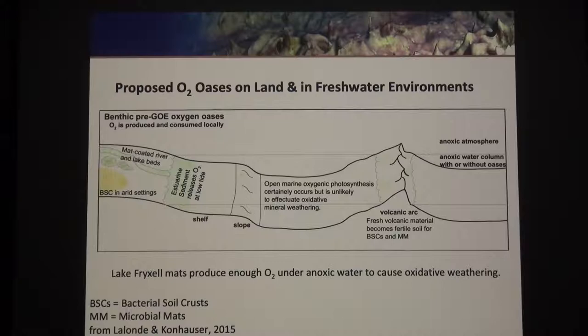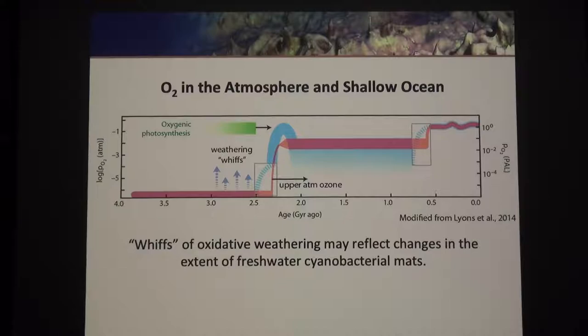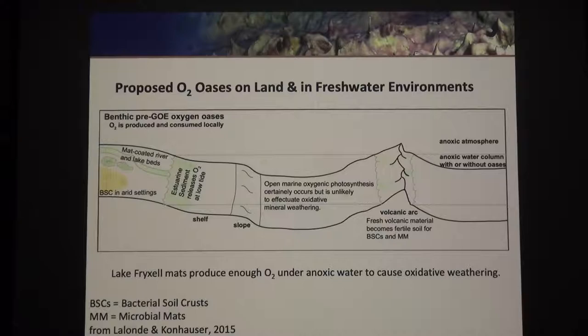One of the key things about the lower part of Lake Fryxell being anoxic is the low photosynthetic rate. Where you have higher photosynthetic rates, you produce enough oxygen that you don't maintain an anoxic water column. So if you have conditions like this, they are something that could produce these whiffs of oxidative weathering on the land and the flux of elements to the ocean. Lalonde and Kahnhauser have a graph, which I did not put up here to save your eyes, of what percent of the continents or Earth would be covered by these mats versus the productivity where you could maintain an anoxic atmosphere and ocean while still having oxidative weathering. And the Fryxell mats are within that range.